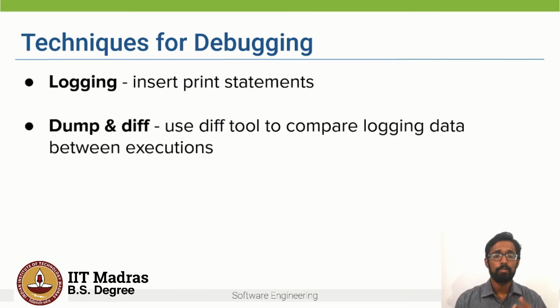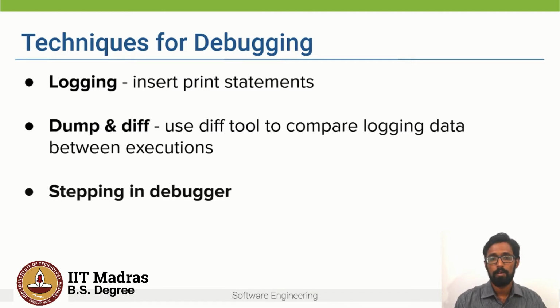Another way is to use dump and diff, where you use a diff tool. A diff tool gives you the difference between two output files, and you can use this to compare logging data between a correct execution and an incorrect execution. Another important technique is to use a debugger and use the stepping in function in a debugger. We will look at this in more detail in this video.